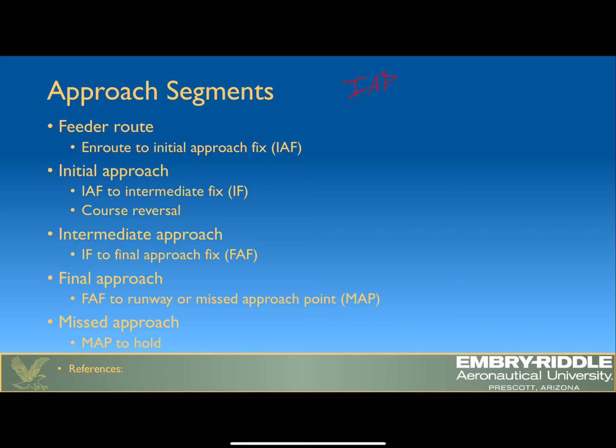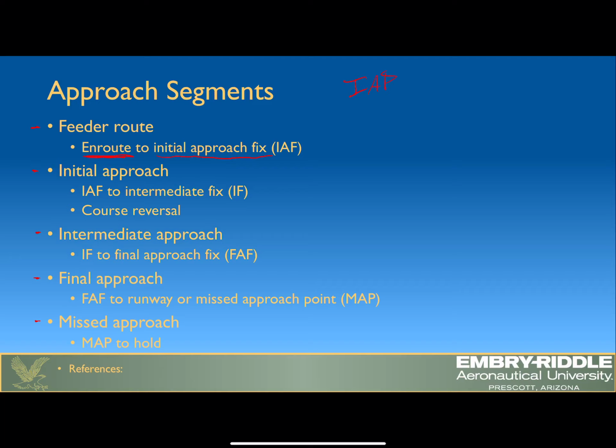So in any instrument approach, you're going to have a couple of different segments. First, we have our feeder route, our initial approach, our intermediate approach, the final approach, and, if necessary, the missed approach. So the feeder route is what gets you from your en route segment to the initial approach fix. So this is kind of the transition. You're going from the low en route chart to now you're looking at an approach plate, an actual instrument approach.